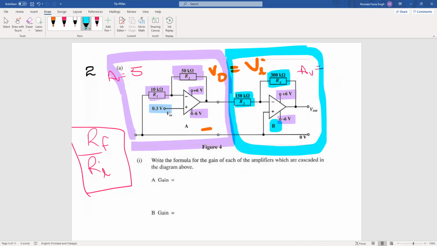We divide R4 over R3. That's not telling me a value. Well, if you do that, then you get 2. As I said, it's real easy. You could do it mentally.